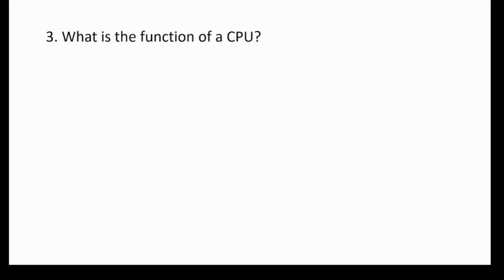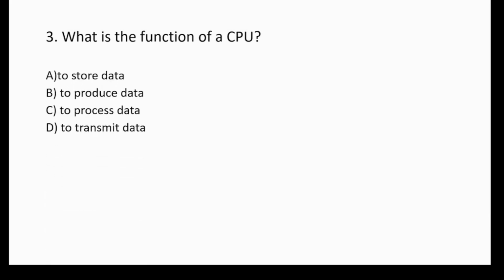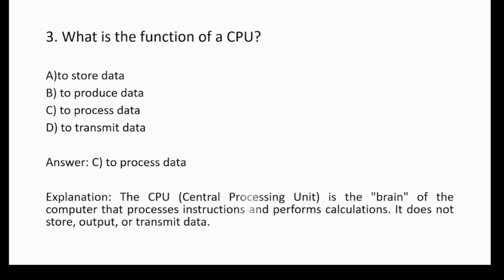Question number 3. What is the function of CPU? Option A, to store data. B, to produce data. C, to process data. D, to transmit data. Right option is C, to process data. The CPU, central processing unit, is the brain of the computer that processes instructions and performs calculations. It does not store, output, or transmit data.